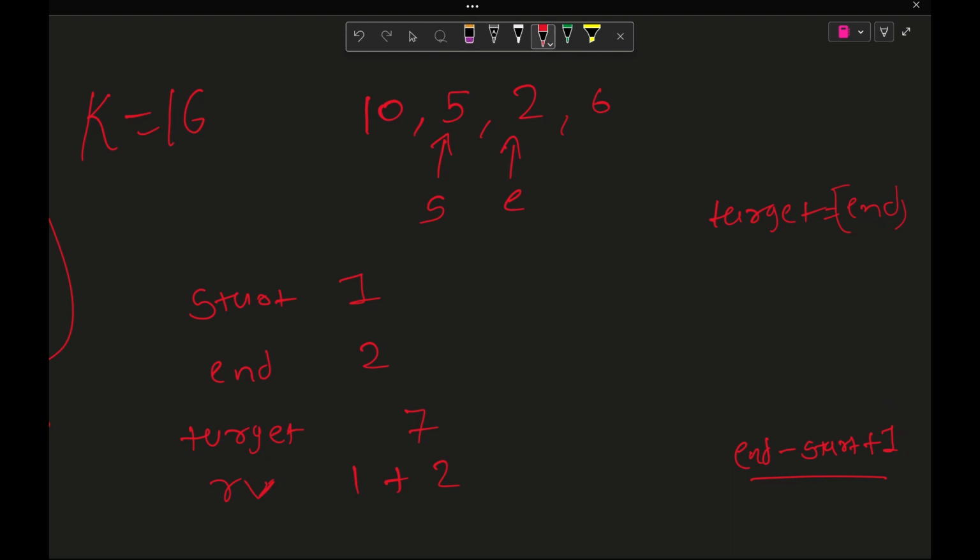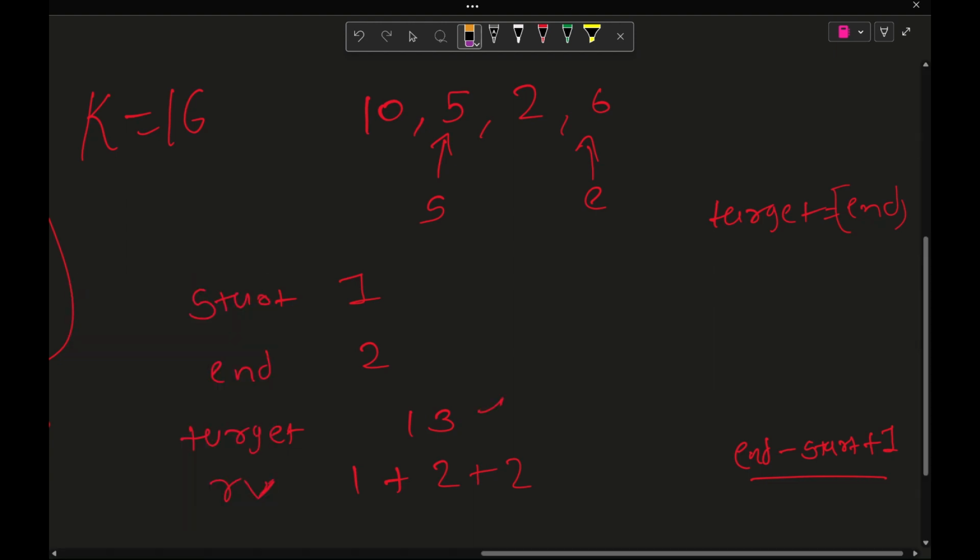So end minus start plus 1, 2 minus 1 plus 1, is also 2. So we will again add 2. Now we will increment our end. So our end is over here. So now let's add this value 6. So 7 plus 6, 13. So we will check whether it's less than k. So yes, it's less than k.